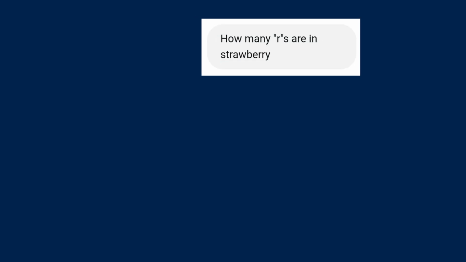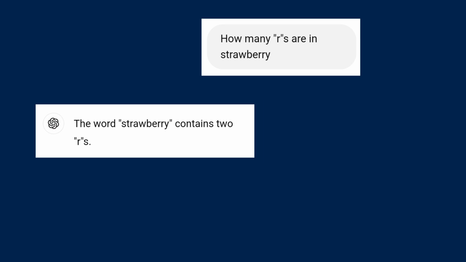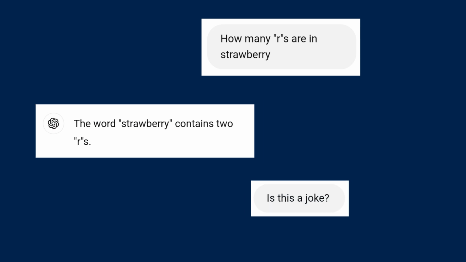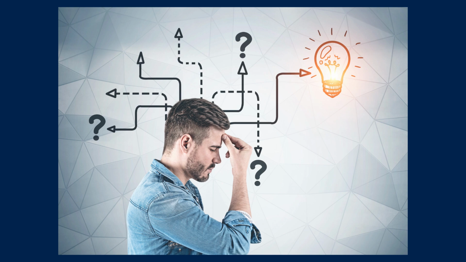For example, I once asked ChatGPT how many R's were in the word strawberry. It told me there were only 2. While these mistakes can be humorous, inaccurate information can easily mislead and misinform you about more important topics.